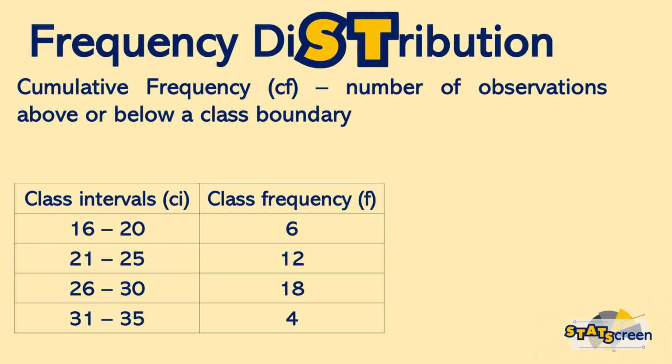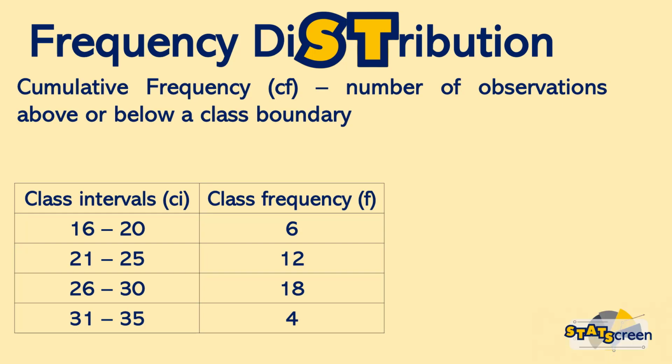Let's continue to our last column that we could add for our frequency distribution. But for this, we could add two separate columns, for there are two different cumulative frequencies for every frequency distribution. Generally, the cumulative frequency is the number of observations above or below a specific class boundary. So let's try to separate them into two.